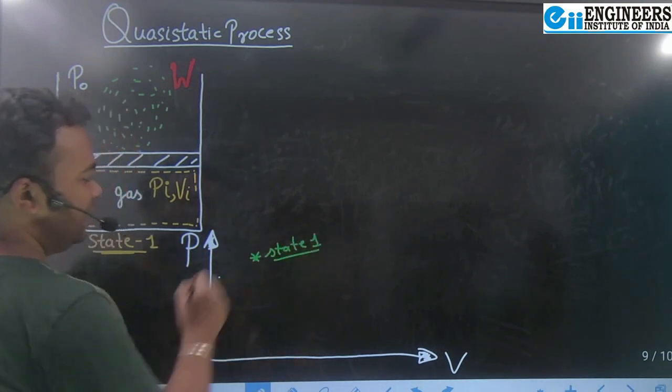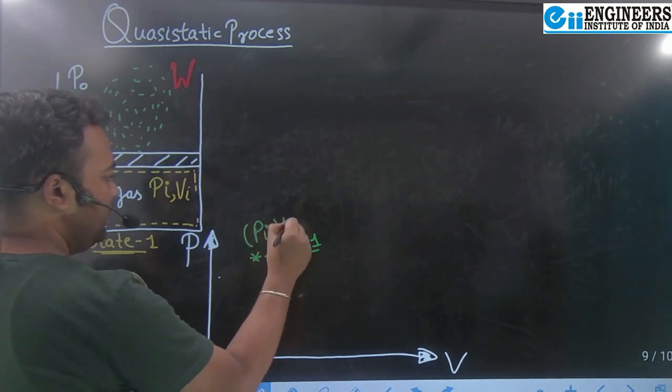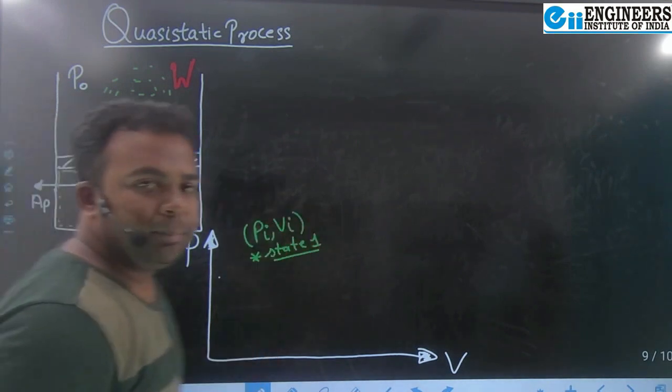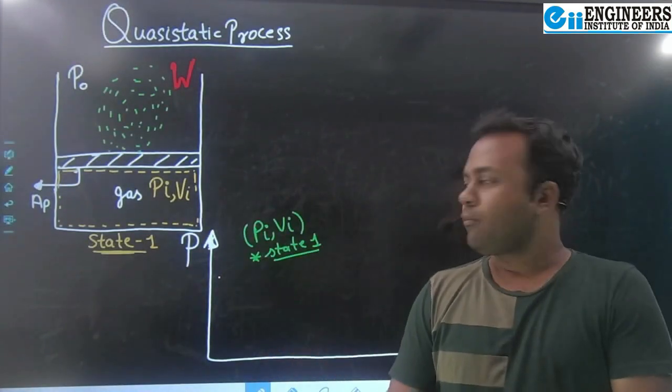Which is designated by initial pressure and initial volume. Initial pressure and initial volume. So at this state, this is the property.